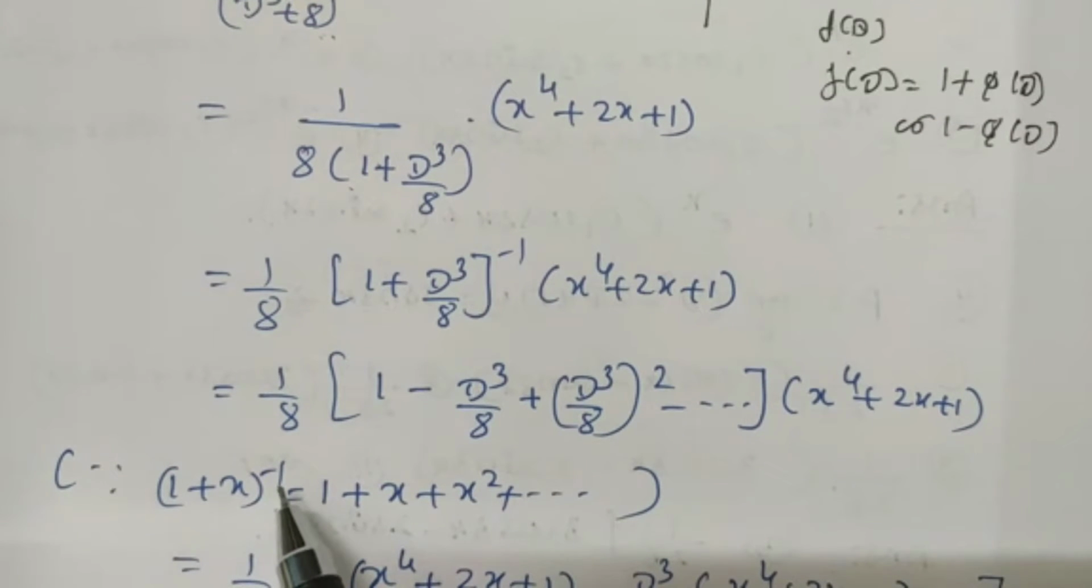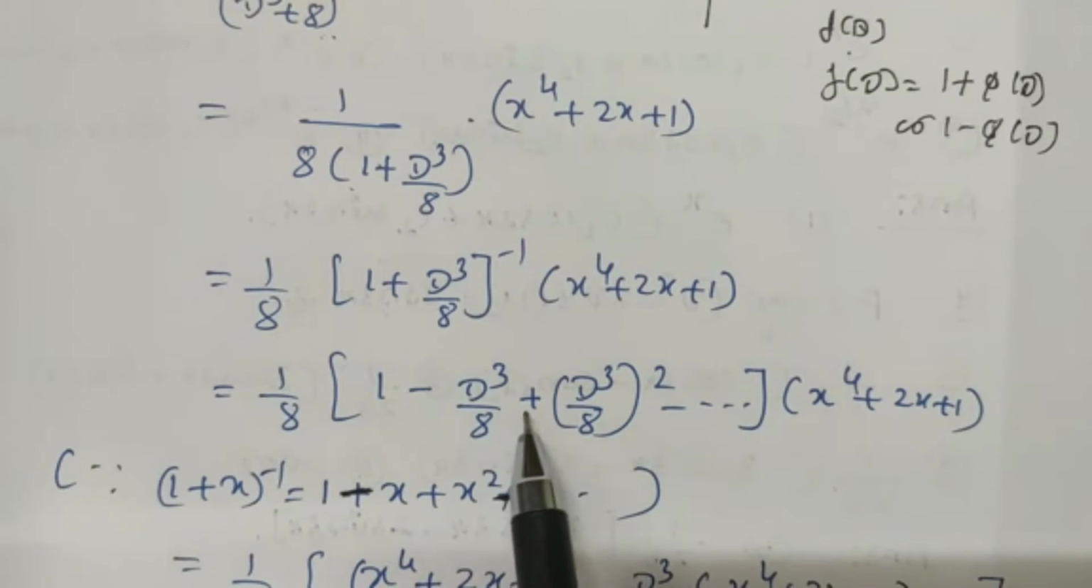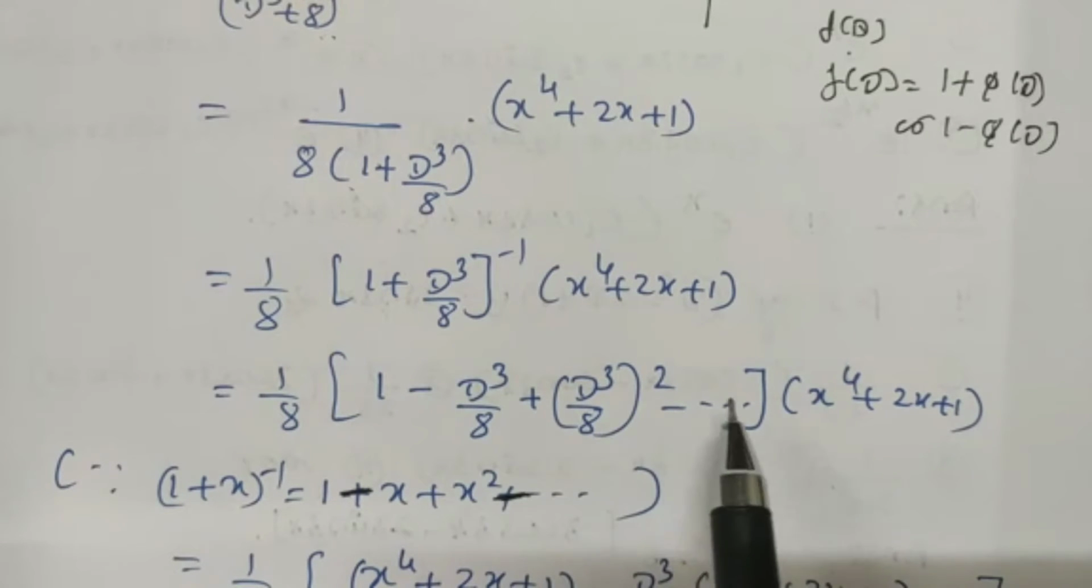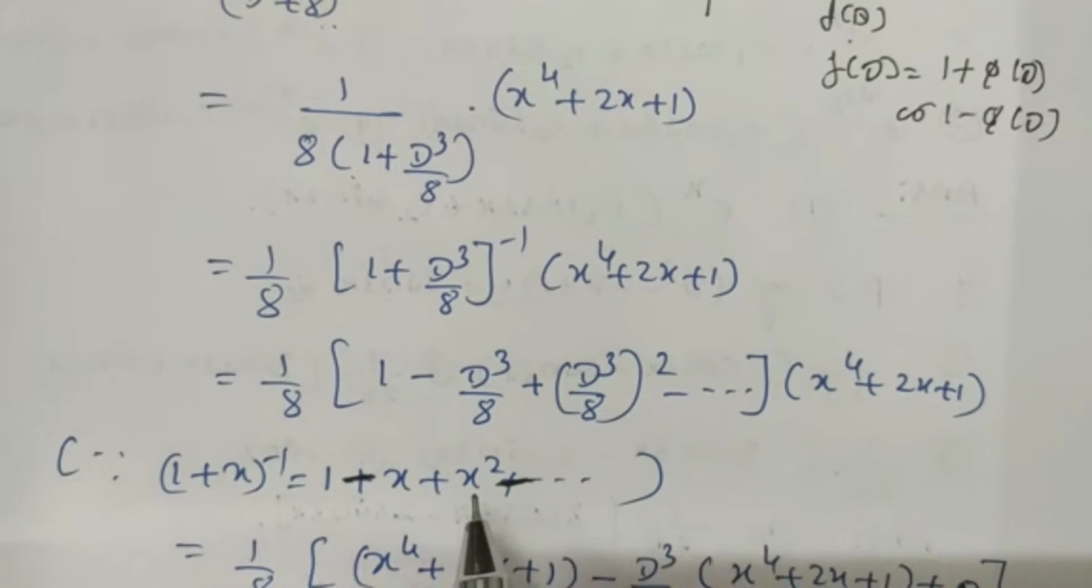(1 plus x) to the power of minus 1 is equal to 1 minus x plus x square minus x cube, like this. So it is 1 minus D cube by 8 plus (D cube by 8) whole square, etc., into x raised to 4 plus 2x plus 1.